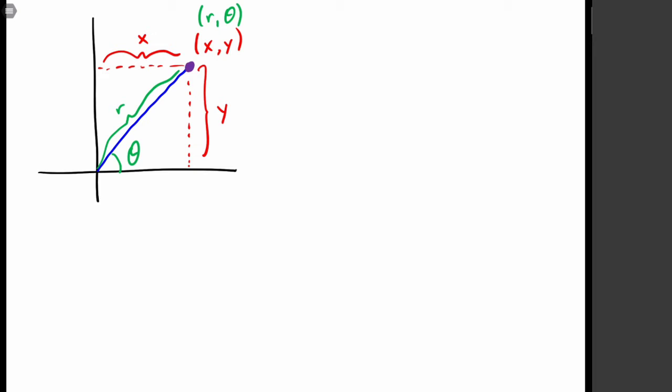Well, it all comes down to trigonometry here. We have a triangle, we have an angle, we know the length of the hypotenuse, we know the length of these edges, and this is a right triangle, so we can make some relationships here. For example, how do we find the length of the base of this triangle?